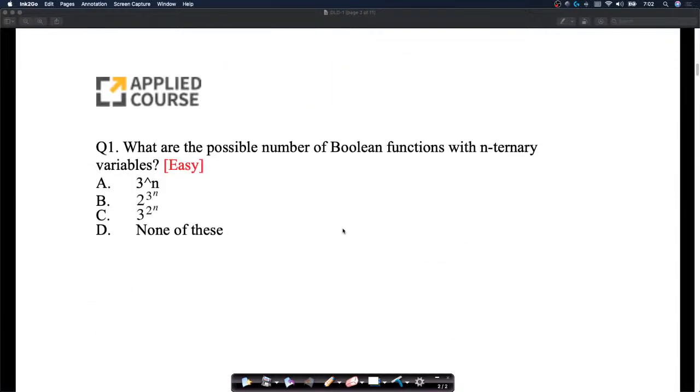So let's get started here. Let's start with some easy problems. Here comes the first problem. Again, you can think of this problem from mathematics or from digital logic design. This problem is part of both.